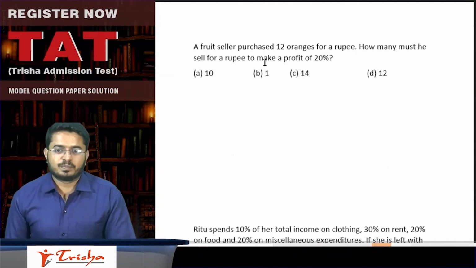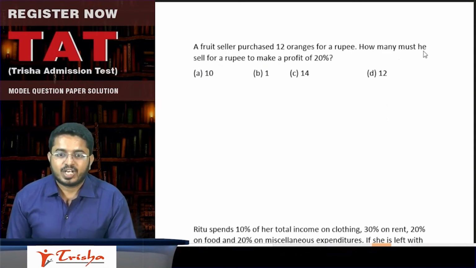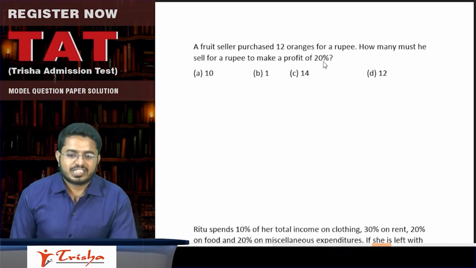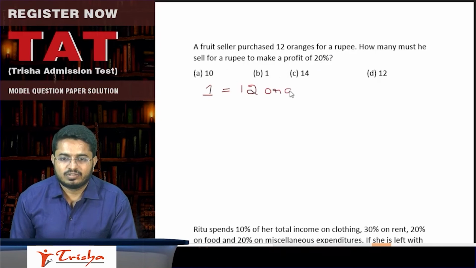Interesting question once more. A fruit seller purchased 12 oranges for a rupee. How many must he sell for a rupee to make a profit of 20%? Simple question. For 1 rupee, how many oranges has he purchased? 12 oranges, right? Now, keep this in mind.